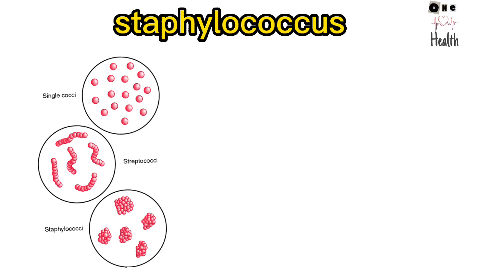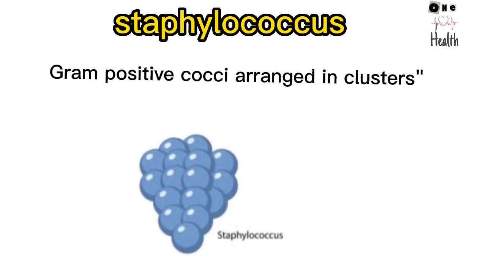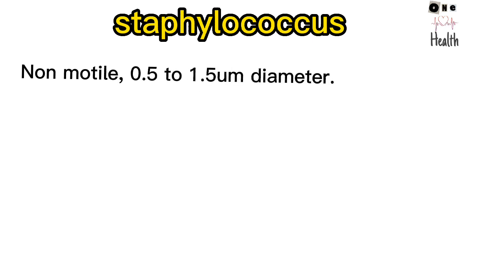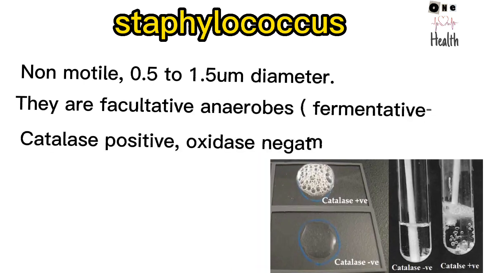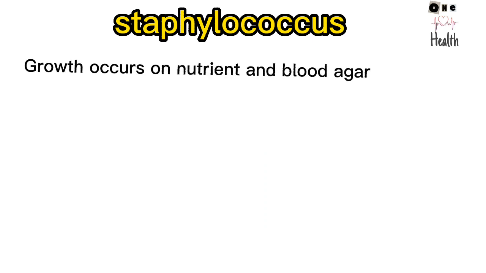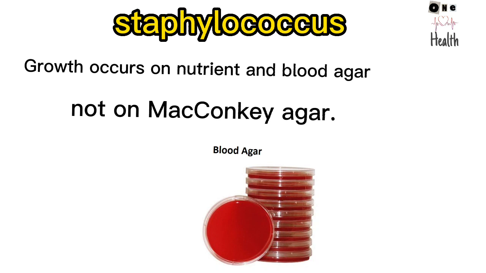Staphylococcus species are gram-positive cocci arranged in a cluster, like a bunch of grapes. Those bacteria are non-motile, 0.5 to 1.5 micrometer in diameter. Those are really small in size. They are facultative anaerobic, fermentative, catalase positive and oxidase negative. Growth occurs on nutrient and blood agar but not on MacConkey agar. Those bacteria do not grow on MacConkey agar.